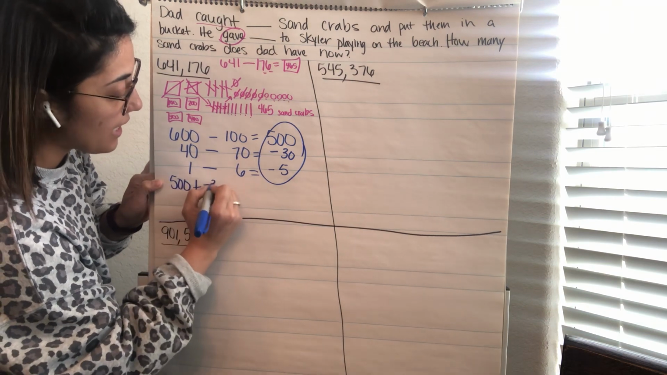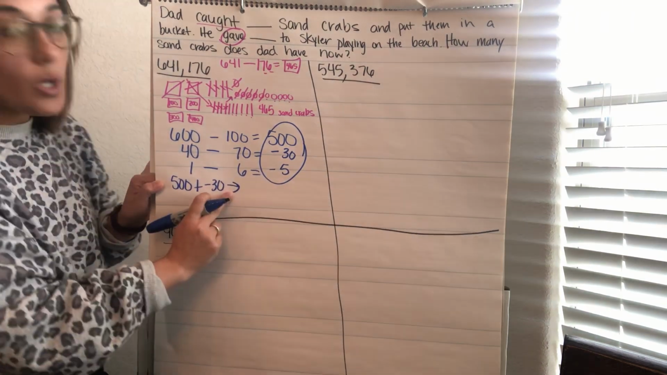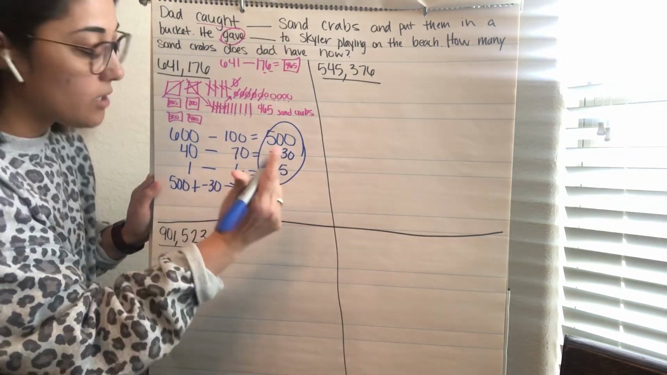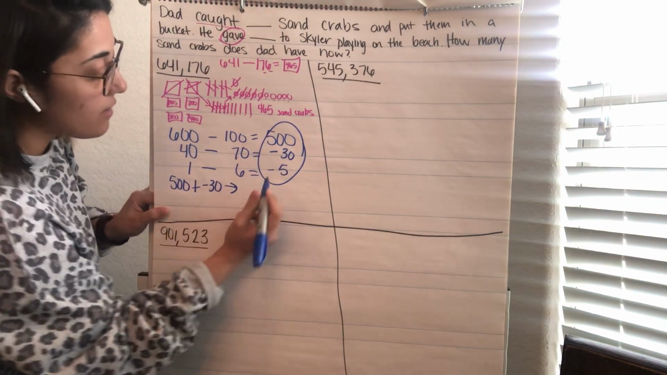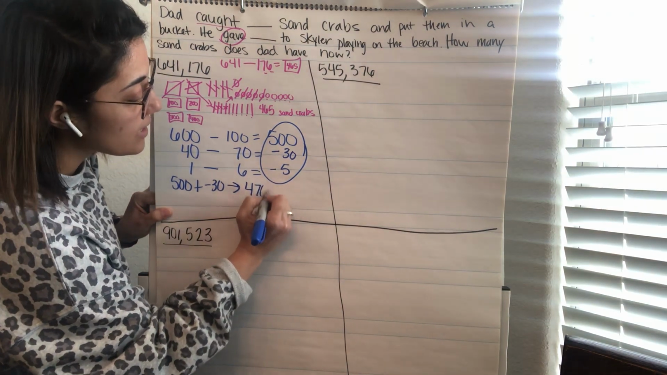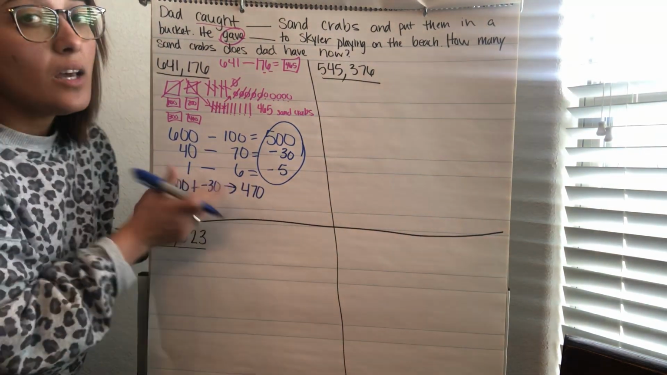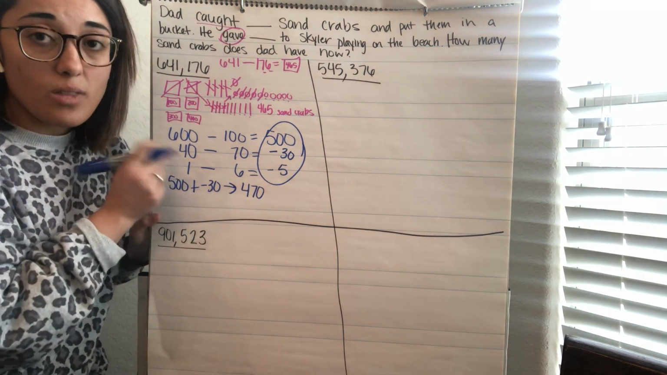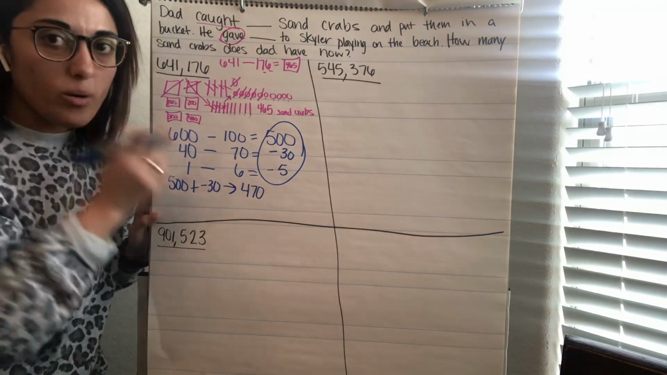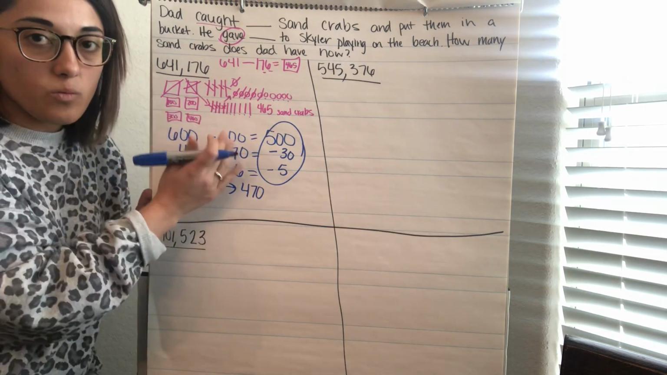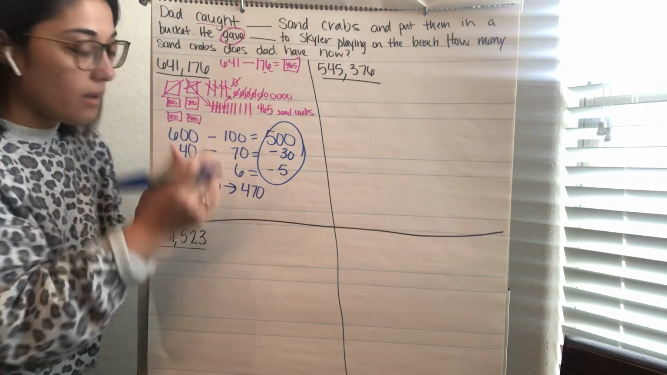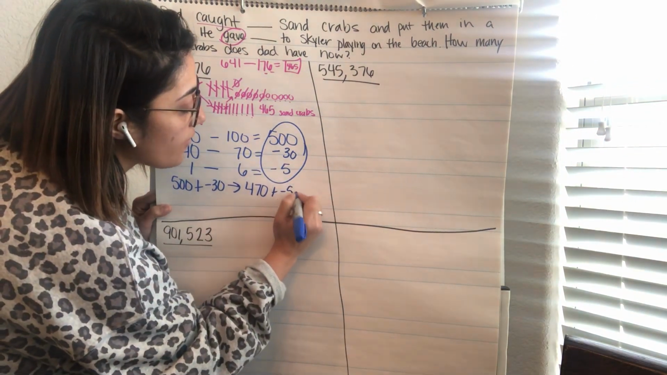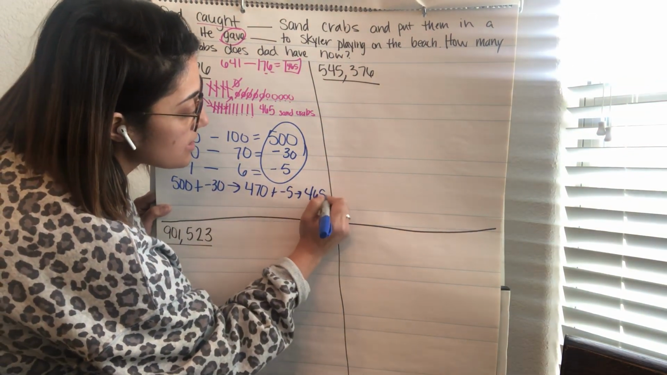500 plus negative 30 gets me to, we say "gets me to" because I'm doing a string of equations, not just one equation. So 500 plus negative 30 gets me to 470. Again, some kids are ready for this and understand it, some kids don't. So this strategy is not for everyone. If your kid is not thinking this way, don't have them do it this way. And then 470 plus negative 5 gets me to 465.